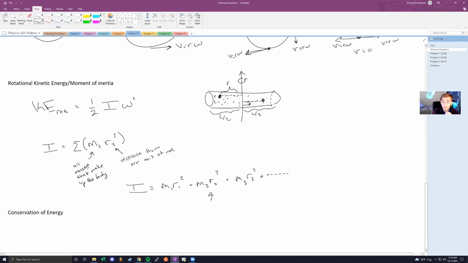But if we had it all the way about the end this time, then we're going to find that the radii are going to be much, much farther away for the ones that were over here. So our moment of inertia, we can expect, is going to be a little bit higher, or larger for that matter.